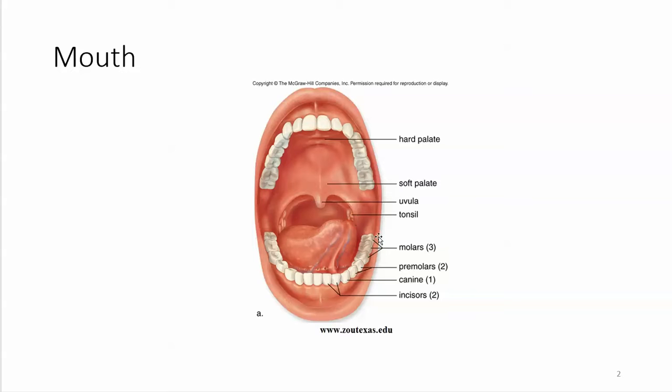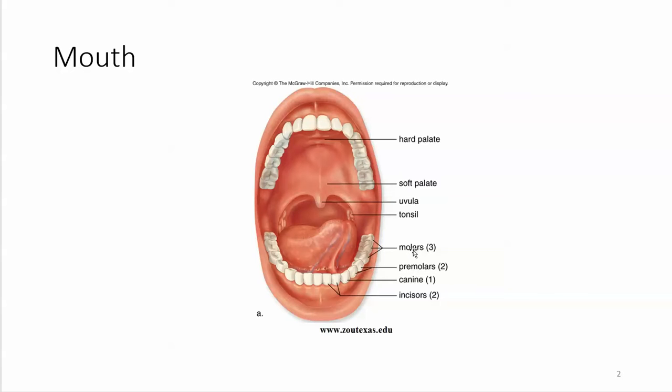Now, as far as the teeth go, you have this on both sides, so we're just going to talk about the left side right now. You have 3 molars and 2 premolars. This right here is your 3rd molar, and it's also called the wisdom tooth.